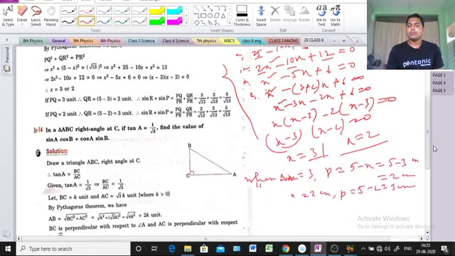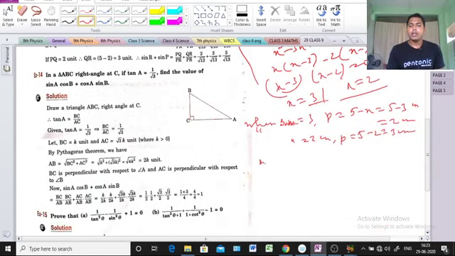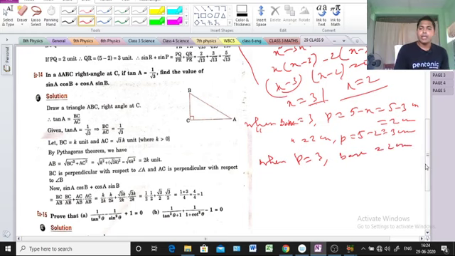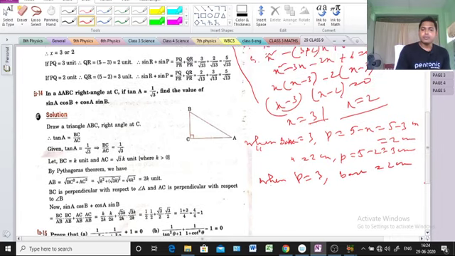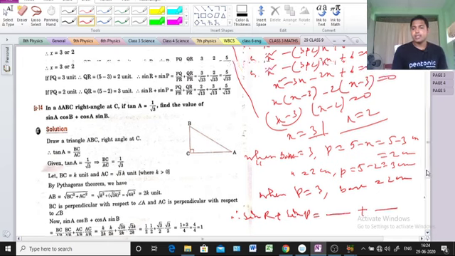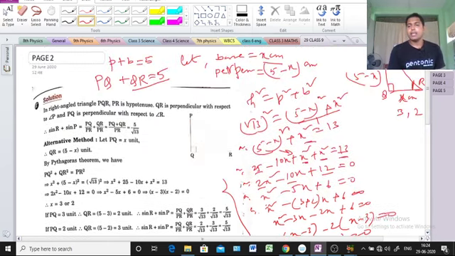Now see, when perpendicular equal to 3, that time base equal to what? Base equal to 2 centimeter or not? 2 centimeter. Okay. That time sin r plus sin p. Sin r equal to what? Sin r, with respect to which angle? With respect to angle r. Sin means what?